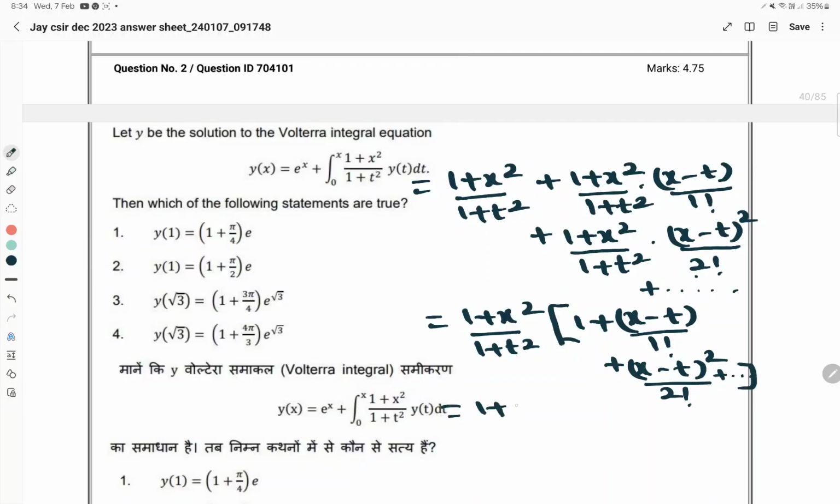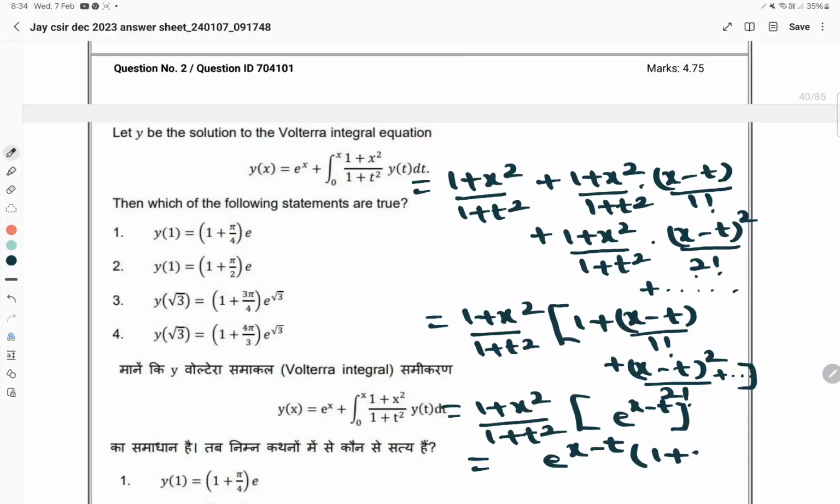This is equivalent to (1 plus x square by 1 plus t square) times [1 plus (x minus t) by 1 factorial plus (x minus t) the whole square by 2 factorial]. It is in the form of the exponential series e power x. Here x is x minus t. Therefore, the resolvent kernel is e power (x minus t) times (1 plus x square by 1 plus t square).